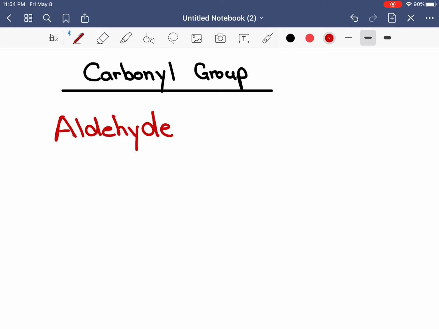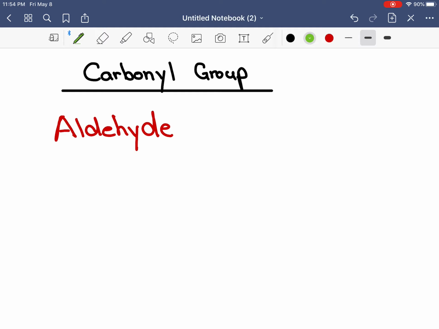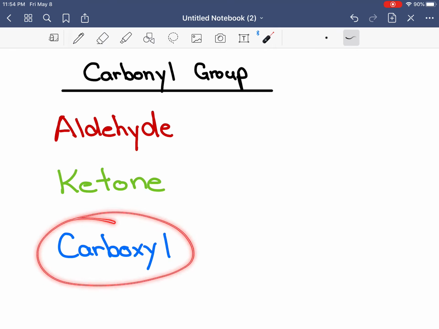Now, let me just give you all 3. Aldehyde group, ketone group, and carboxyl group. There's many names for this guy, eh? Some people call it organic acid and stuff like that, but the real name is called carboxyl.